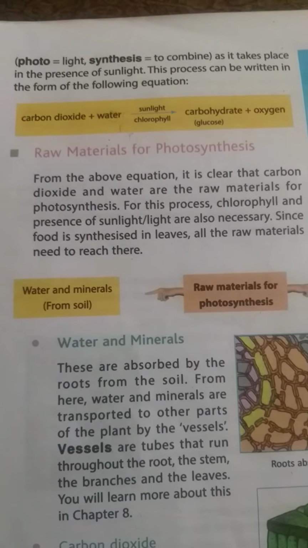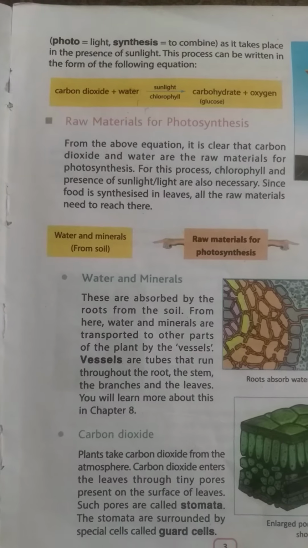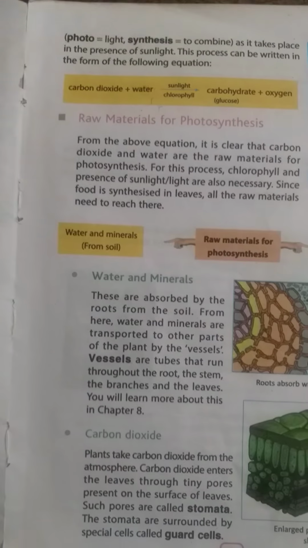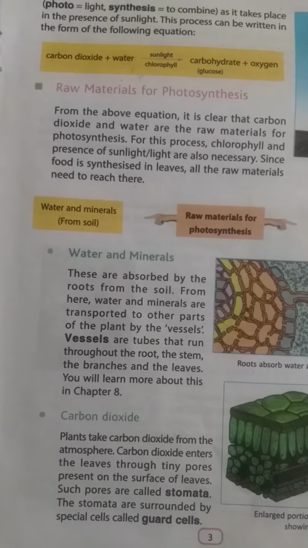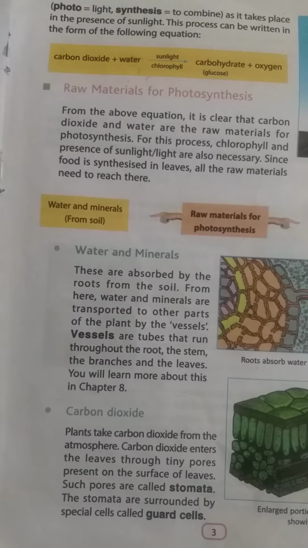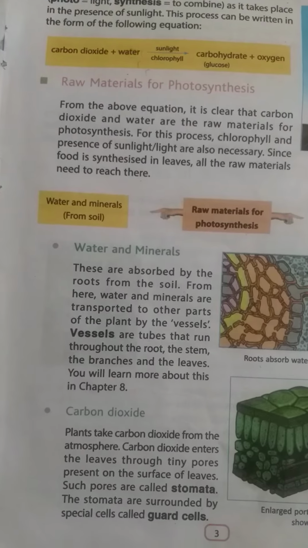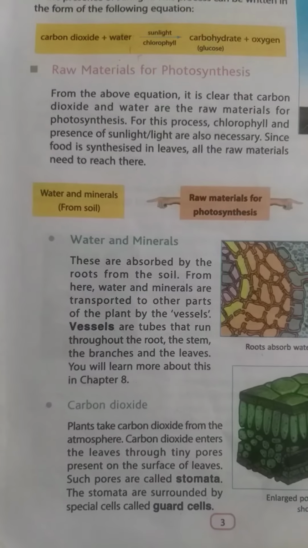Now we'll study the raw materials in detail. Now, first of all, I would like to discuss about the water and minerals. Water and minerals are one of the raw materials used during the photosynthesis. From where do the plants get water? Plants get water, rather I can say that water is absorbed by the roots of the plant from the soil.